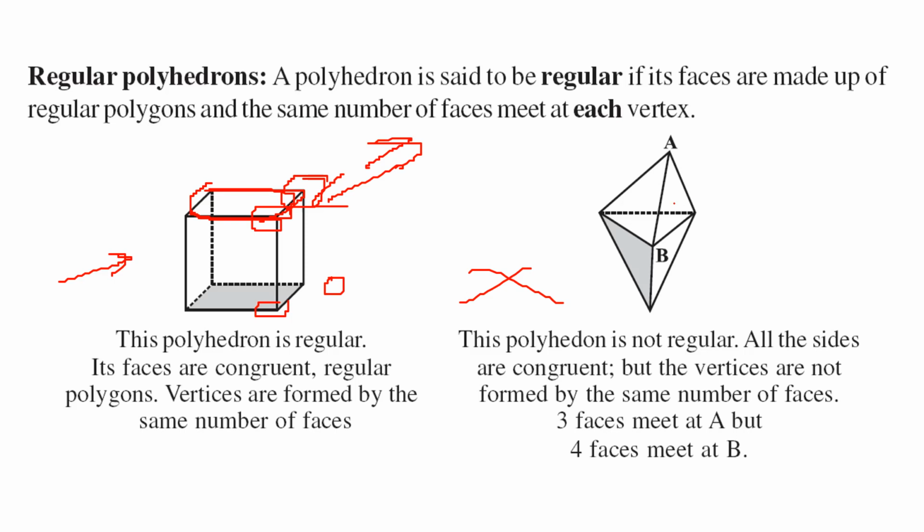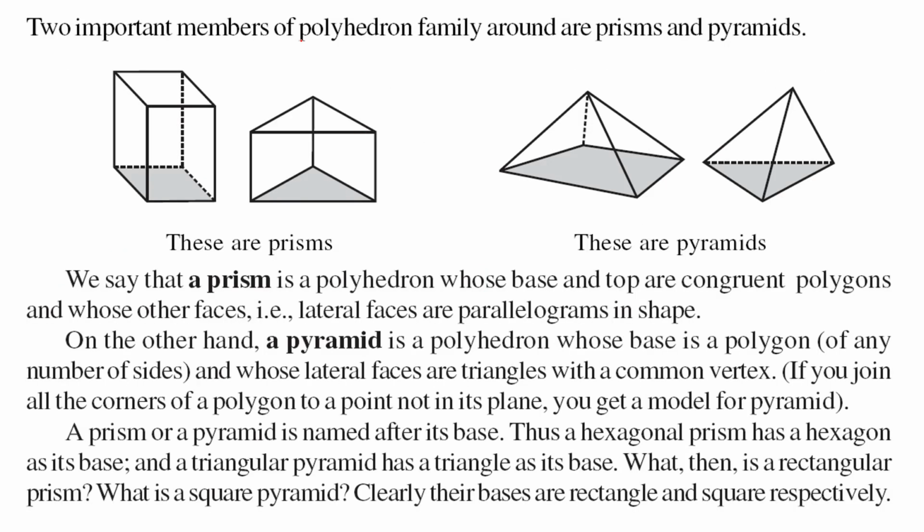All the sides are congruent, but the vertices are not formed by the same number of faces, because 3 faces meet at A, say this one, 1, 2, 3. But at B, we have 4 faces, 1, 2, 3, 4. And there are various important members of the polyhedron family. These are prisms and these are pyramids.